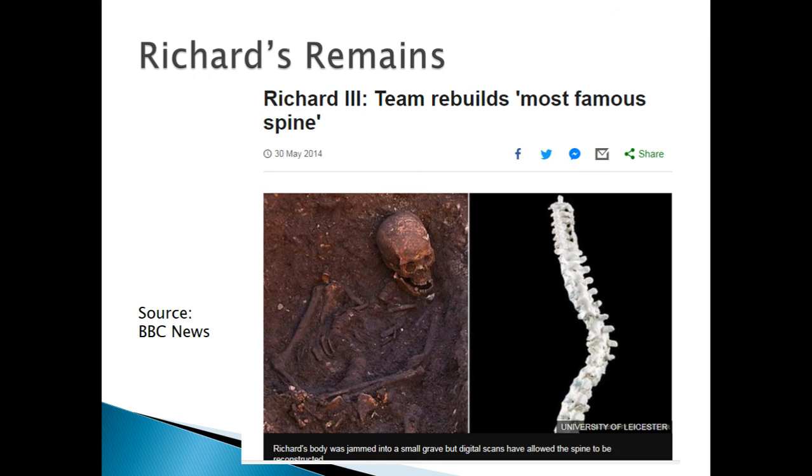Another interesting aspect of this history is that Richard III's remains were discovered in 2012 under a car park, and scientists at the University of Leicester have been using these remains to answer questions about Richard III's life, including the cause of his death at Bosworth Field, and how Richard III's scoliosis would have impacted his life.